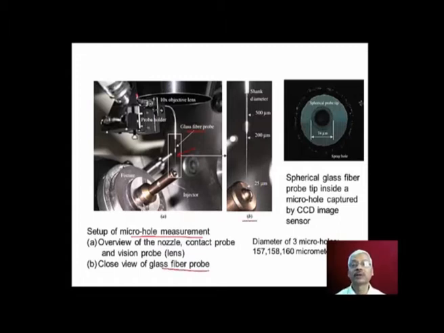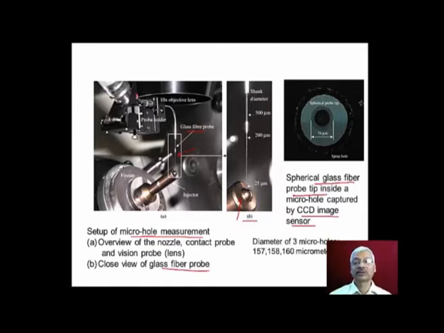You can see the diameter at this point is 200 micrometer. At this point, diameter of the probe or the stem is 500 micrometer, and this is the tip of the probe, and this is the workpiece. And here we have a nozzle, micro hole, and this picture shows spherical glass fiber probe tip. This is the probe tip, spherical probe tip with 74 micrometer diameter, and this image is captured by the CCD image sensor.